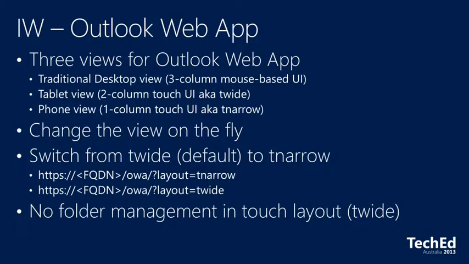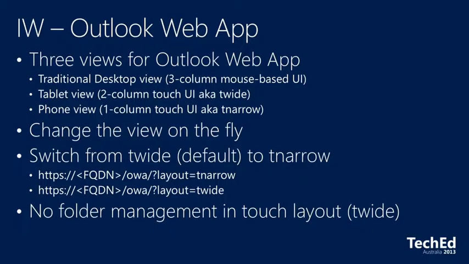So what we have now is the ability in Outlook Web App to dynamically or statically, manually, if you want to do it that way, change the view of Outlook Web App based on the device that you're using. If you're using a desktop computer, we will give you a desktop view. If you're using a tablet, we will give you a tablet view. And if you're using a phone, we will give you a phone view. Okay? And you can actually change the view on the fly. So the tablet view is T-wide, the phone view is T-narrow. Desktop is the default view.